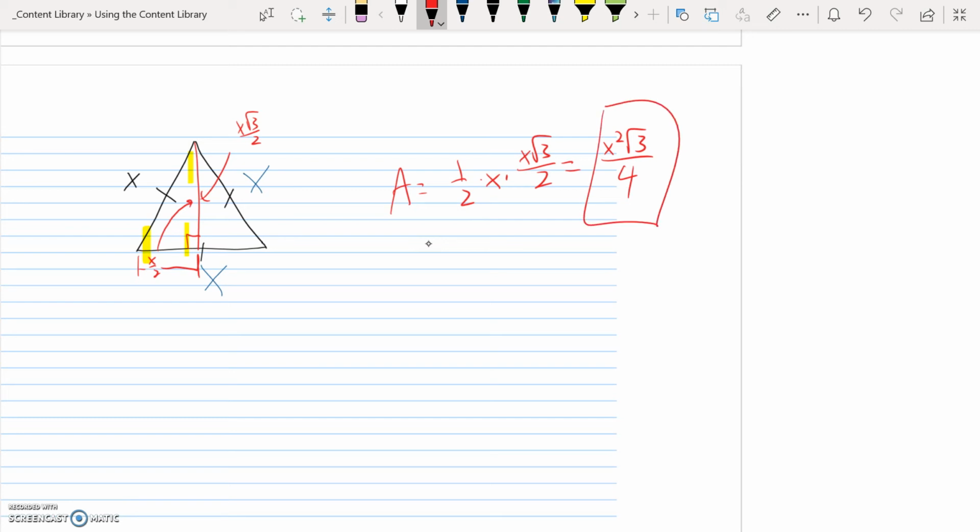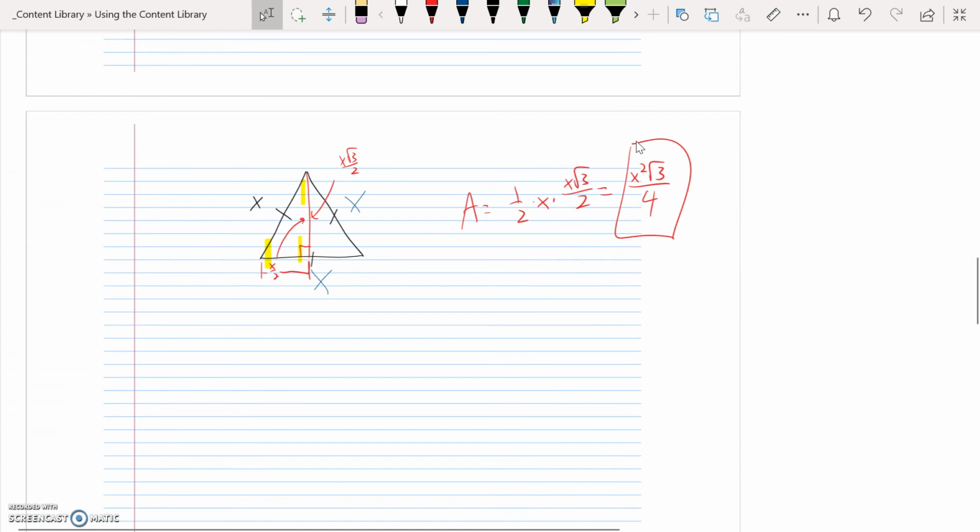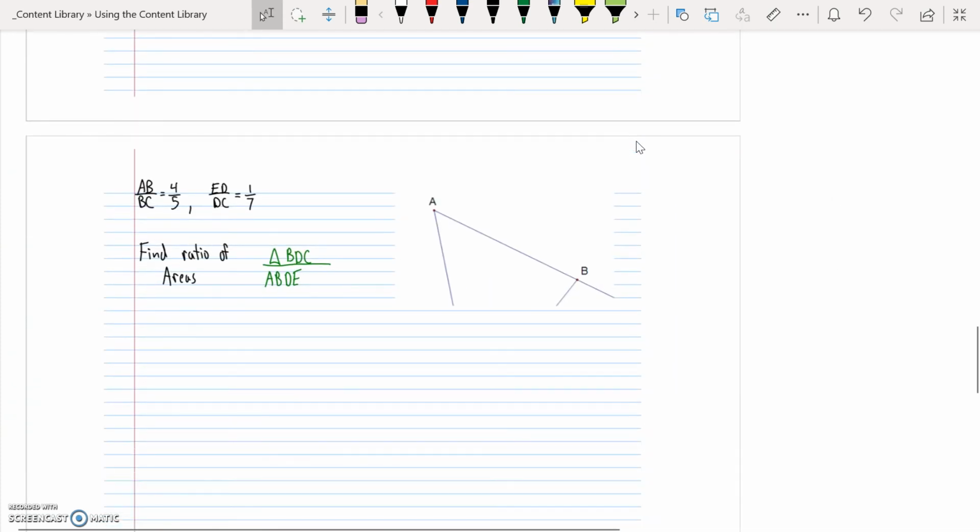And this is a very useful formula for us. Anytime you have a regular triangle, to find the area of that regular triangle, you take the length of one side squared times root 3 over 4. Definitely a formula you're going to want to keep handy.